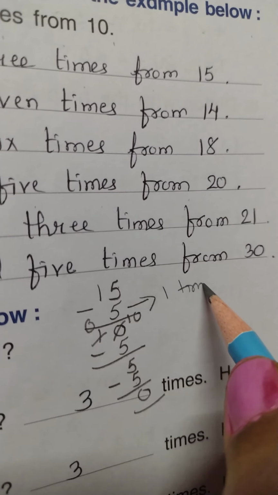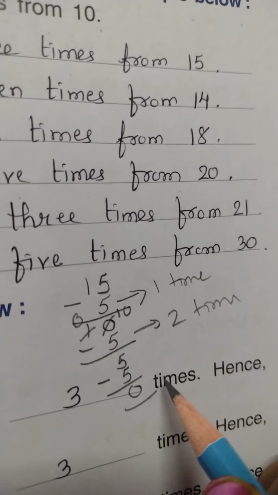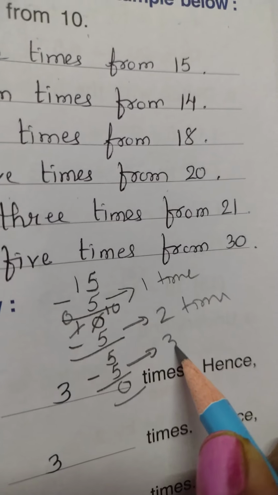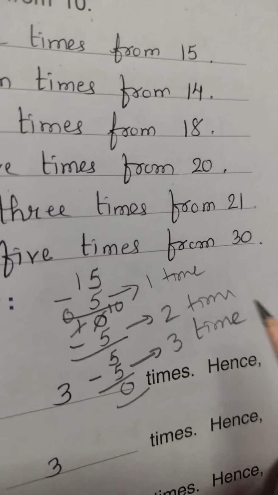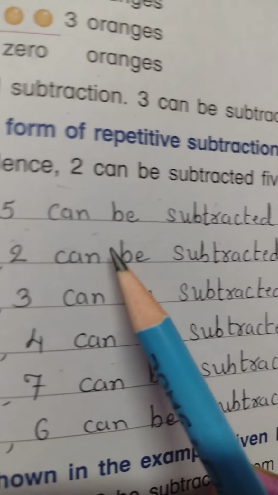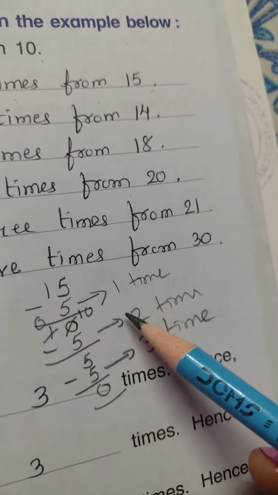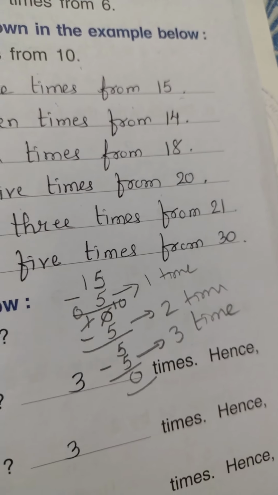1 time, 2 times, and 3 times. So 5 can be subtracted 3 times from 15. 1, 2 and 3.